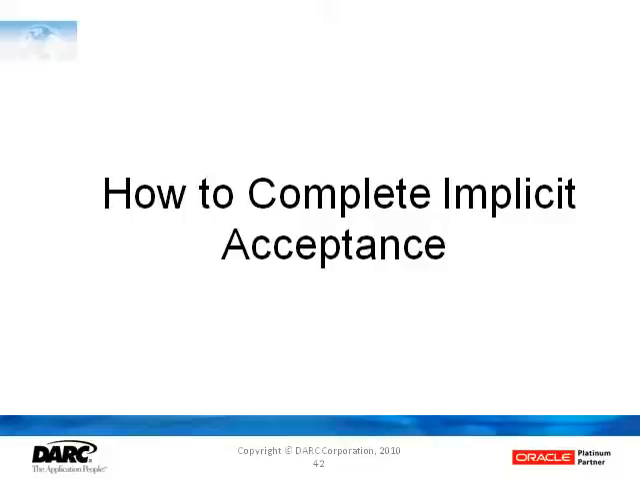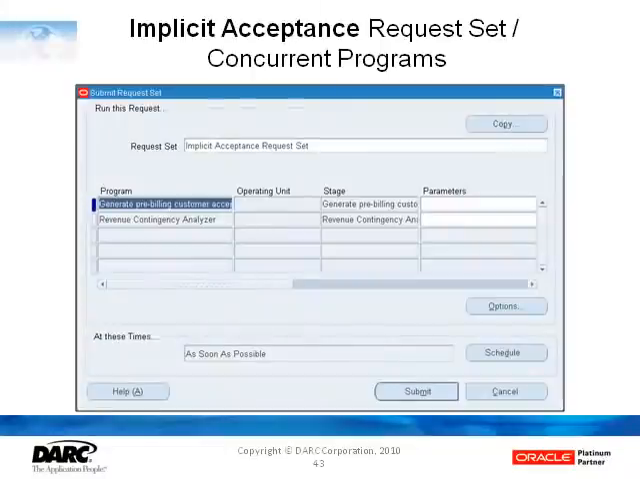Now we're going to go through how to complete the implicit acceptance process. Again, implicit is programmatic only. The implicit acceptance process is a two-program process. It's two programs because one deals with pre-billing expiration date validation, and the other deals with post-billing expiration date validation. So you run the two programs in a request set, which is set up, it's seeded. You can create your own, but initially there's a seeded request set and you can submit that or schedule it to run in the background and process your acceptances as needed.